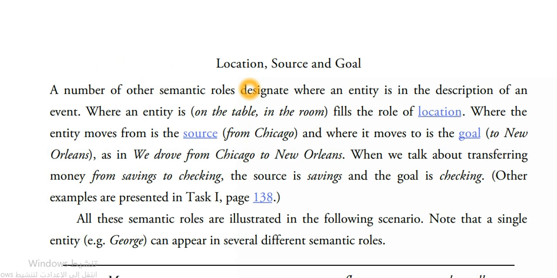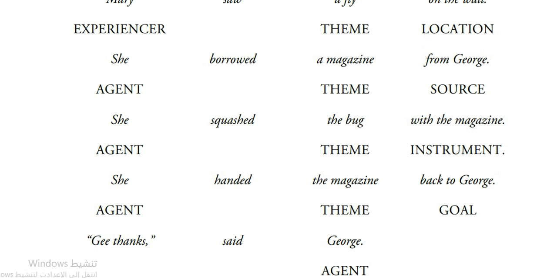Location is the final point about semantic roles. Location means we have to add a location or city or whatever. For example, from Chicago. So when we say location, source, and goal: the source is from Chicago, a goal like New York. Like I send the gift from Chicago to New York. So Chicago is the source and New York is the goal, the place that I need to send something to. Okay, so here some examples.